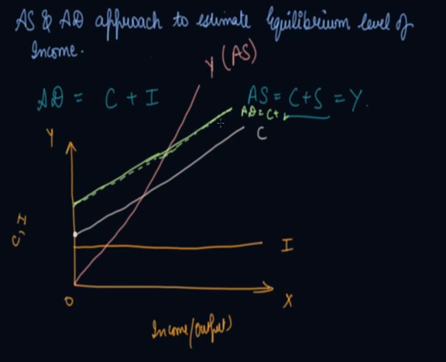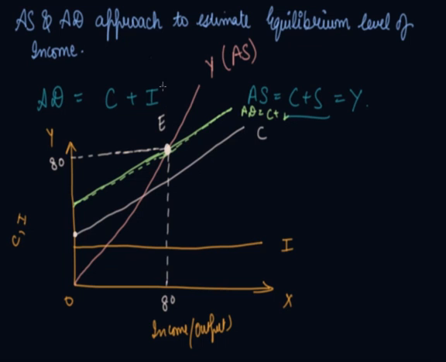And now when aggregate demand is equal to aggregate supply, this is the equilibrium level, when your income, that is aggregate supply, is equal to your aggregate demand. If your aggregate demand is 80, your income should also be 80. So this is how you find out the equilibrium level of income using the AS and AD approach.